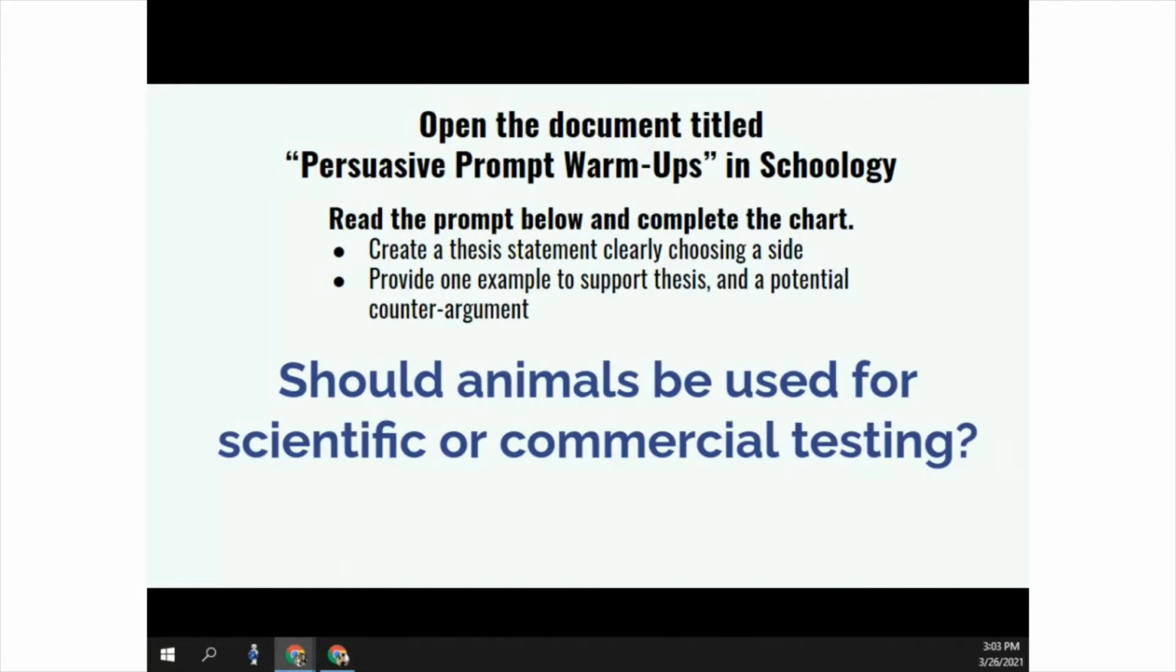I understand that this one is a tricky prompt because you may not have specific examples. And you know what? The reader may not know a lot about animal testing. I don't know a lot about animal testing, to be quite honest. So if you need to make up something to make your example work, I'm not going to know. Okay.